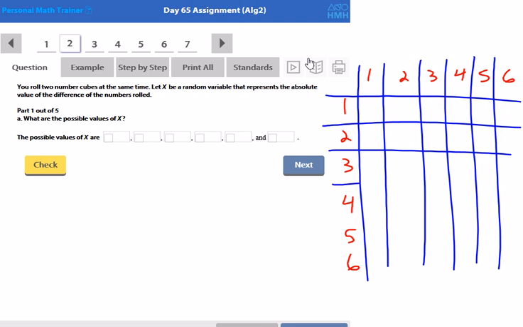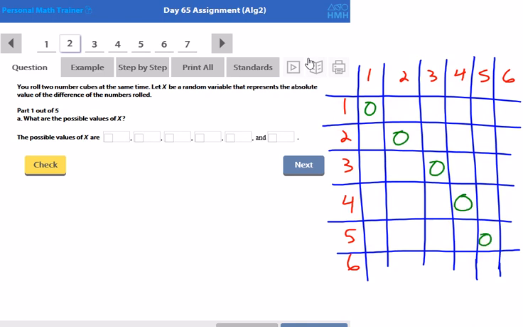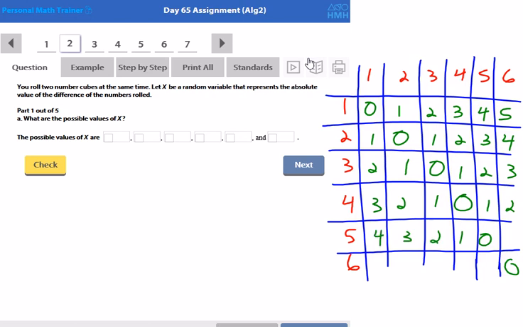And at each intersection, what I'll write is the absolute value of the difference, which there's a trick for. Since 1 minus 1 is 0, 2 minus 2 is 0, zeros go across diagonally, and then as you go away from the zeros, it's just 1, 2, 3, 4, 5, and so on, filling in the table.